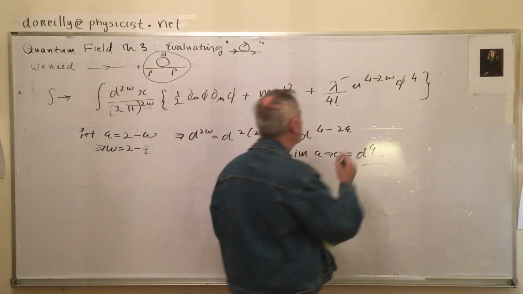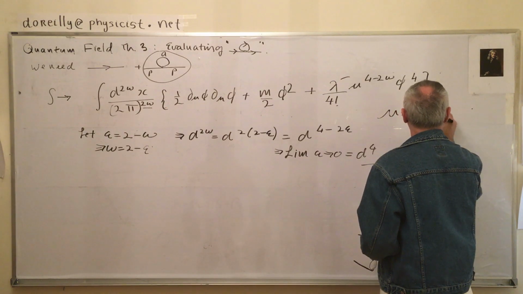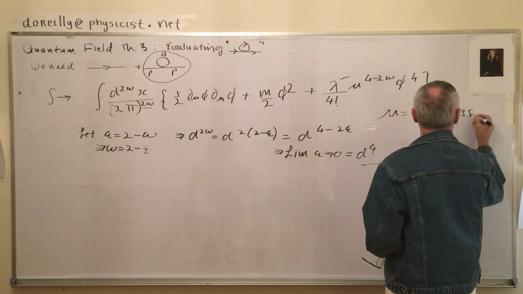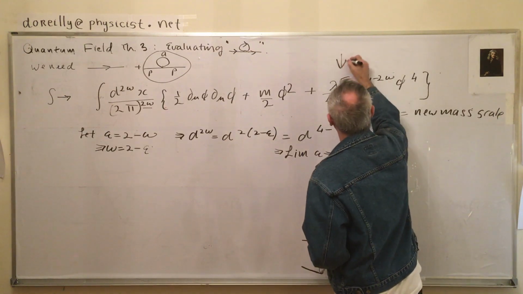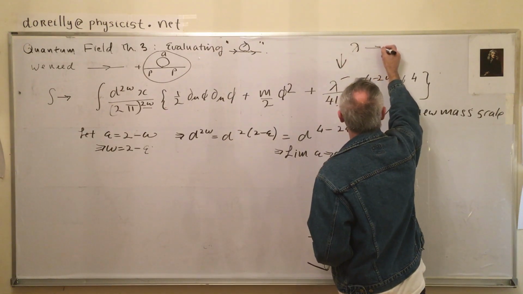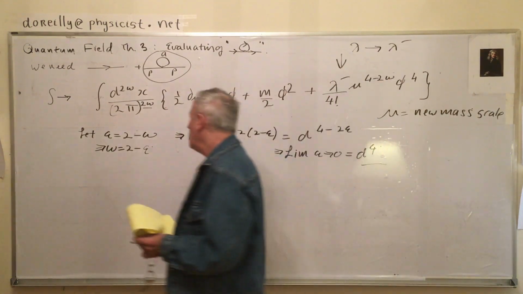Now we also introduce a new mass scale. All we've done here is we have redefined lambda to go to lambda dash, and this is the form of the lambda dash. We need a new mass scale.